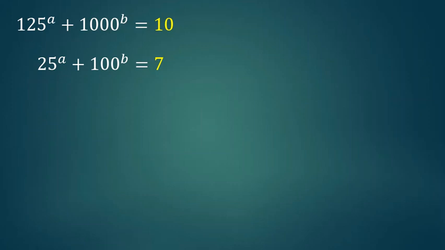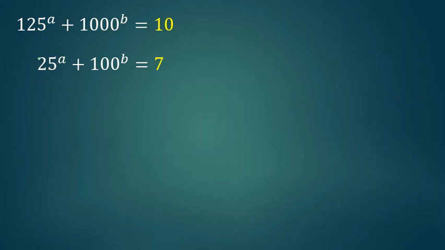125 to the power of a plus 1000 to the power of b is 10, and 25 to the power of a plus 100 to the power of b is 7. We want to find a and b. A and b are real numbers. What's the relationship here? We have 125 here, 25 here, 1000, 100.